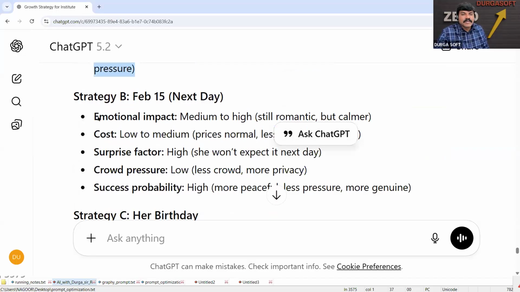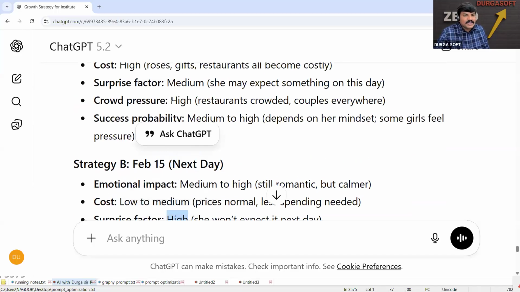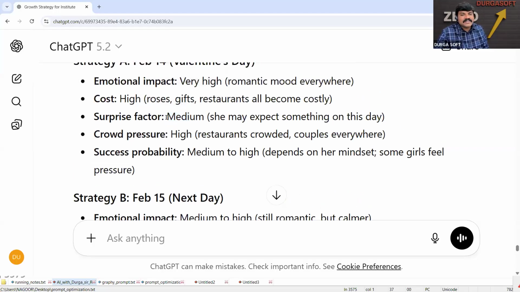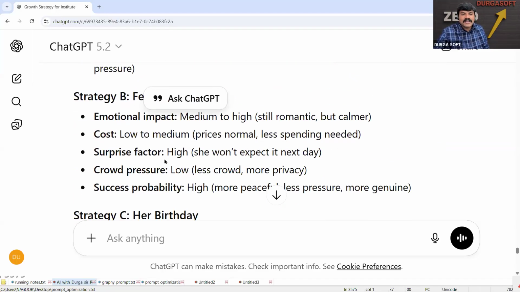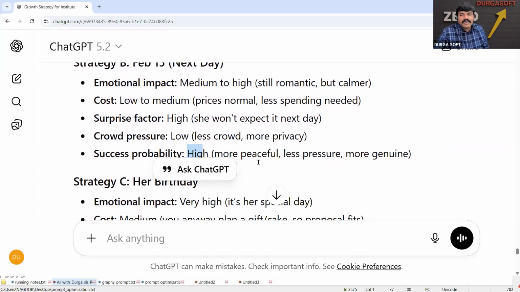February 15, emotional impact, medium to high. Cost, low to medium. Surprise factor, very high. Here, why is the surprise factor medium for the 14th but high here? Because it is the expected thing. Have you observed? It is expected on February 14, but February 15 is not expected. Surprise factor is high. Crowd pressure is low. Next, success probability is high. More peaceful, less pressure, more genuine.